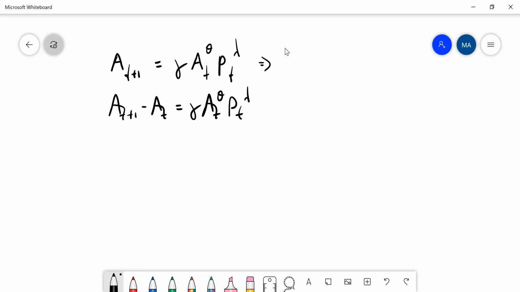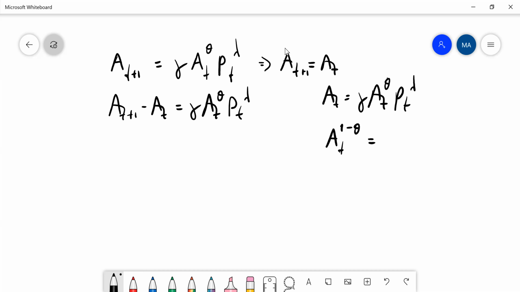This locus will be defined in this way: A_{t+1} equals A_t. So you have A_t equals gamma A_t^theta P_t^lambda. So you have A_t (1 minus theta) equals gamma P_t^lambda, right? Then you have A_t equals gamma P_t^lambda to the power of 1 over 1 minus theta, right?